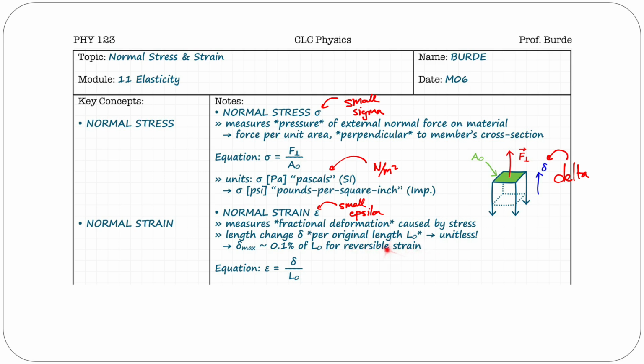And for a reversible strain, for us to remain in the elastic region here, the amount of deformation can usually only be around 0.1% of the original length before you start damaging and deforming that member irreversibly. So our normal strain is delta over L naught, and this is a unitless quantity because it's length divided by length.